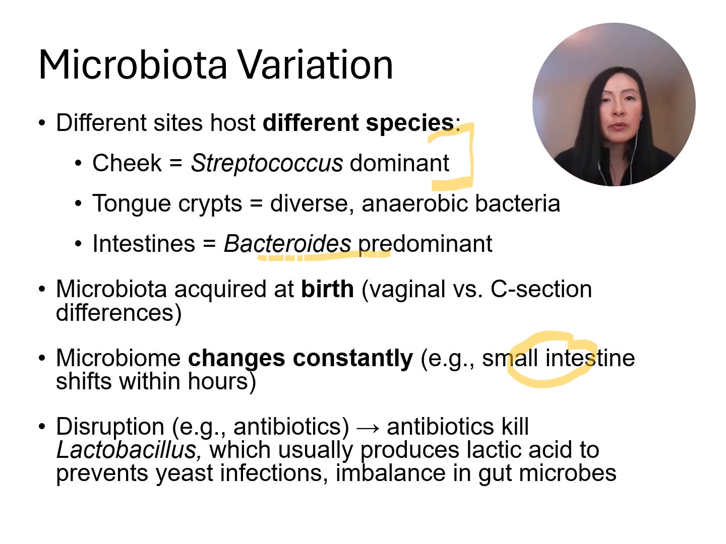We can also have disruption to our microbiota through, most commonly, antibiotics. Antibiotics, when you're taking them to kill some kind of bacterium, often kill even the good bacteria. So one of the most common examples is when females on antibiotics for something like a urinary tract infection develop a secondary infection like a yeast infection. Why this can happen is because taking antibiotics can kill the normal vaginal bacterium Lactobacillus, which usually produces lactic acid to lower the pH of the vagina and prevent yeast from overgrowing.